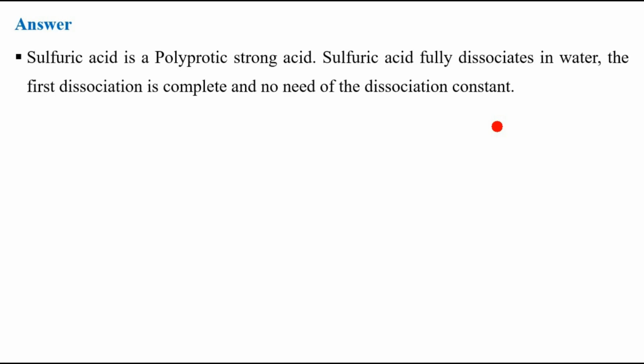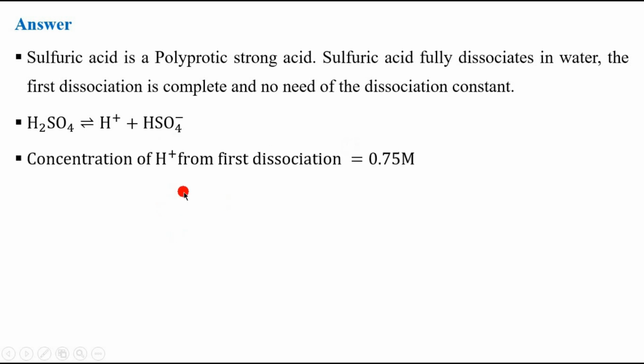Let's see the answer. Sulfuric acid is a polyprotic strong acid because it has 2 protons. The first dissociation is complete in the water, so there is no need for the dissociation constant. That's why it was not given. In the first dissociation, sulfuric acid dissociates to give the first proton and HSO4 minus.